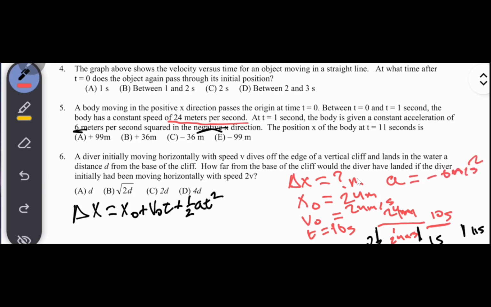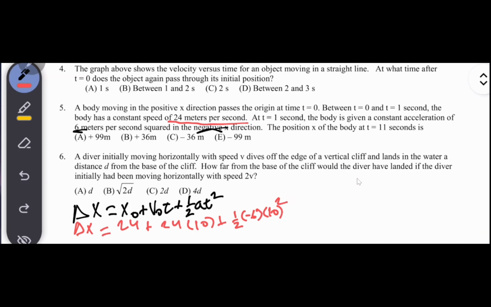So now it's pretty simple from here on out. We're just going to plug in our known variables to where they belong. Over here, delta x is what we're still solving for. So delta x is equal to 24 plus 24 times 10 plus 1 over 2 times negative 6 times 10 squared. Now the next step is to combine our like terms.